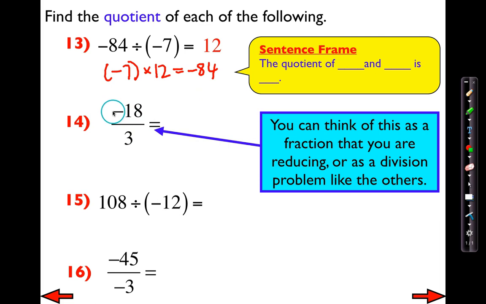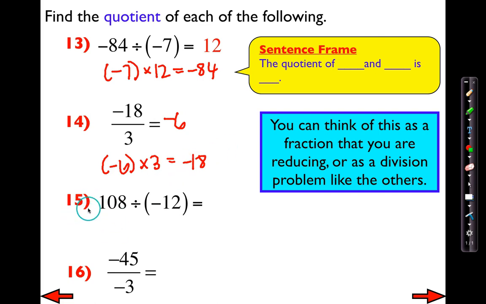Now here, notice it's a fraction, but you can think of this as division. You can think of this as negative 18 divided by 3. So what times 3 gives me negative 18? Well, 6 times 3 would give me 18, but if I want to make it negative, I should probably make it a negative 6, because negative 6 times 3 does give you negative 18.